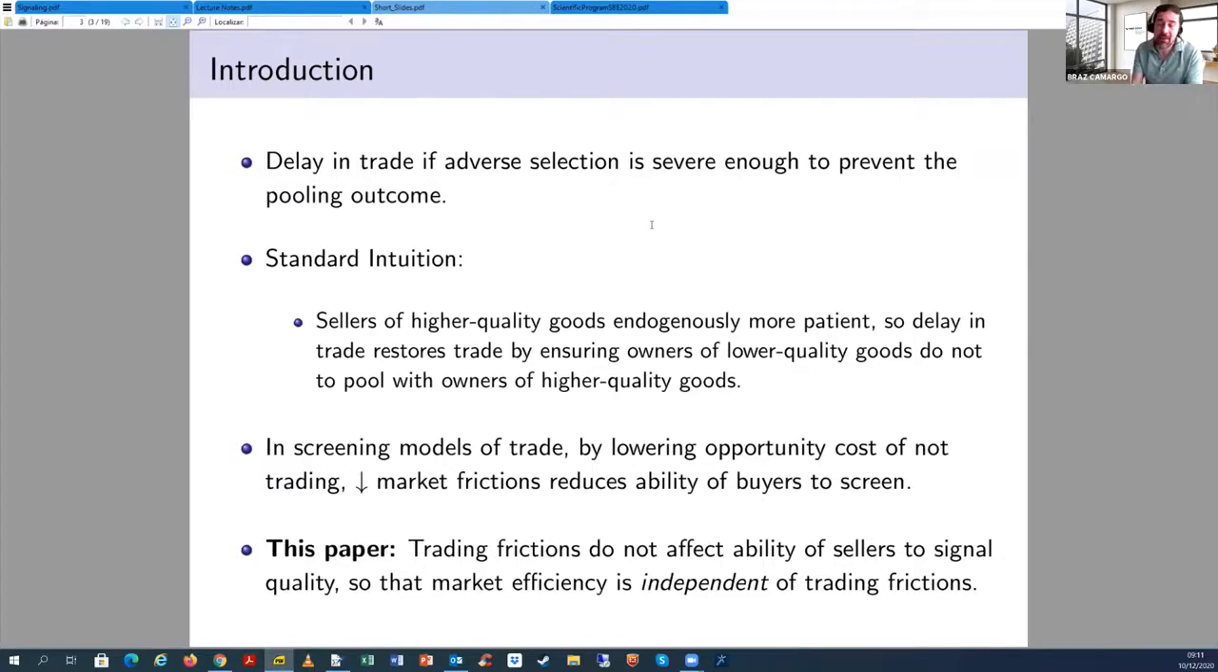In a setting in which, instead of having screening, you have signaling through prices, this intuition breaks down completely. So in a sense, what we show in this paper is that market efficiency is actually going to be independent of trading frictions. This is the main result in the paper.